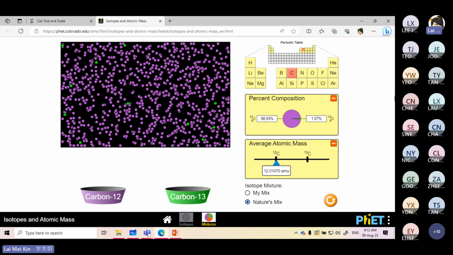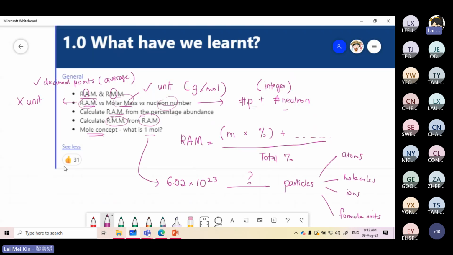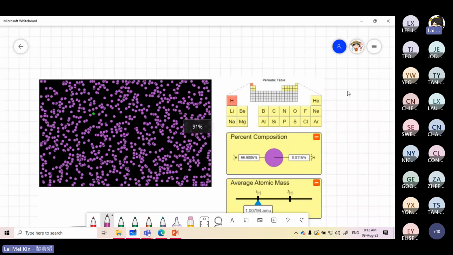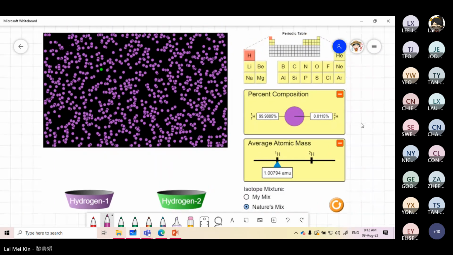98.9% is carbon 12, and then the rest is carbon 13. Okay, let's bring you to the whiteboard for a while. Why am I showing this? It's actually a bit of logic.